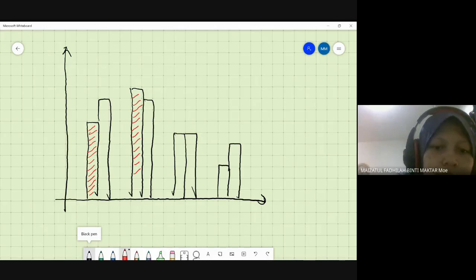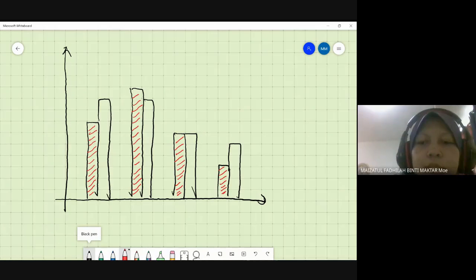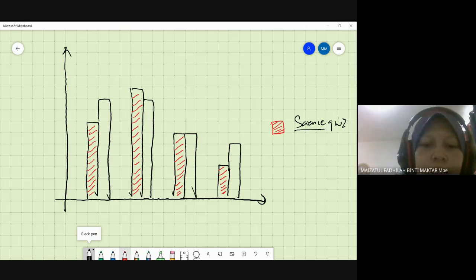Alright, so for example, you do like this. If the first one is a science quiz, then for all the others you must follow the first one. So you just draw it here. This one, then you can write down science quiz. Science. Right, the second one, you can do like this.